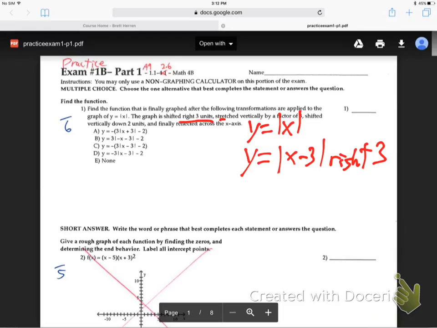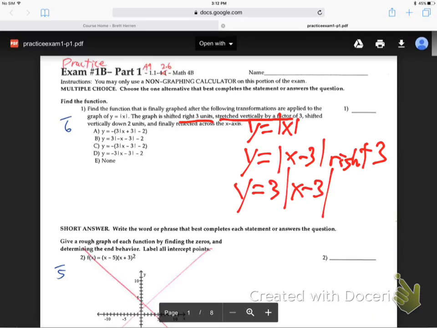Next one, they say stretch vertically by a factor of 3. So vertically is a y thing, isn't it? It's an up-down thing. Stretched means multiply by 3. When you add or subtract numbers, that moves the graph. When you multiply or divide, it stretches it or compresses it, either horizontally or vertically. So they're saying vertical stretch, so it's going to be a 3 out there.